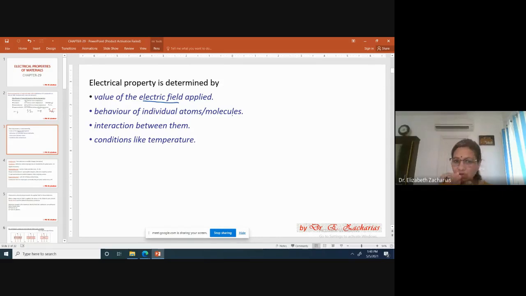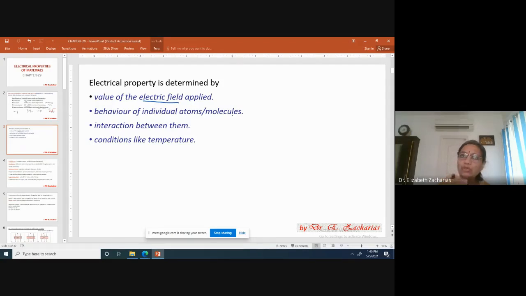Similarly, as we go along, you're going to see that some molecules will behave like dipoles. For example, the water molecule behaves like a dipole. So two neighboring dipoles can interact with each other. Those interactions also will decide the electrical property of material. Now, at this stage, it is too premature for me to make you understand it. But as we go along, you will understand. Next is conditions like temperature. Certain materials, I'm talking about a metal, for example.